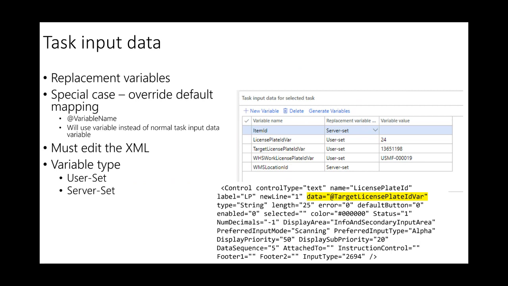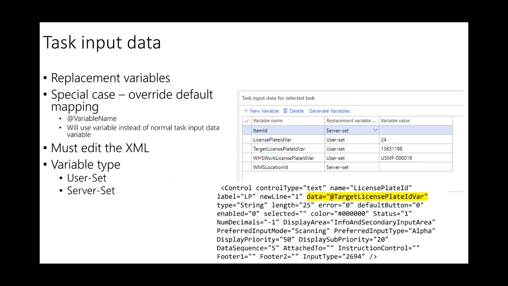In these cases, it is possible to type a value into the variable name field, in which case this variable can now be utilized in the XML through the @ symbol syntax. Now, this unfortunately does mean you will have to manually edit the input XML documents to make use of this feature. So as you can see, I've done here. I've added the target license plate ID var variable and will be passing the value to the license plate ID field.